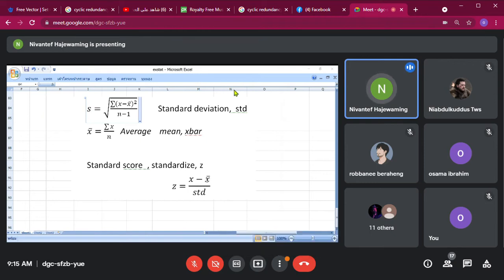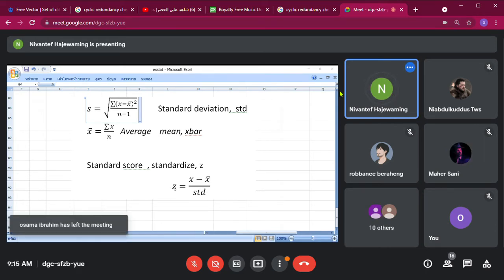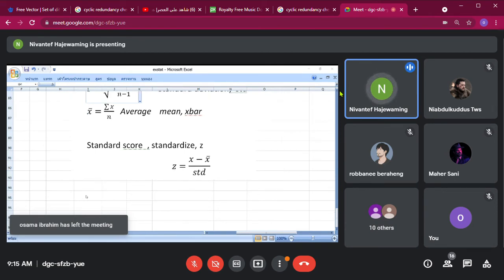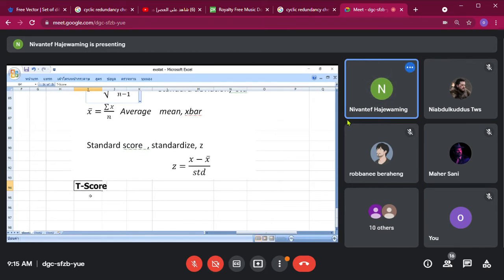If the data is less than x bar, you get a z with a minus sign. If any data has a value larger than x bar, you will get a plus sign, right? Now today we will study a new one we call T-score.